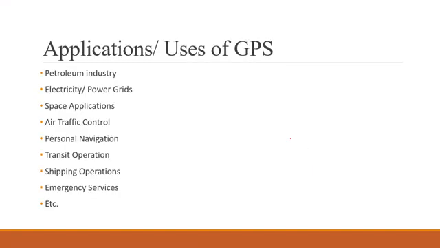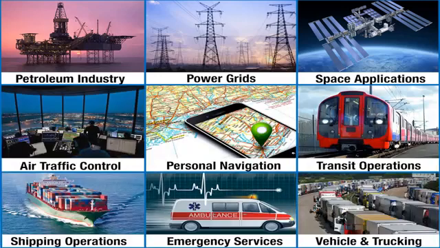What are the applications and uses of GPS? It is used in a lot of areas: the petroleum industry, electrical or power grids, space application, air traffic control, personal navigation, transit operations, shipment operations and emergency services. Its application can be seen in the petroleum industry, power grids, space application, air traffic control, personal navigation, transit operation, shipping operations, emergency services, and vehicle tracking.